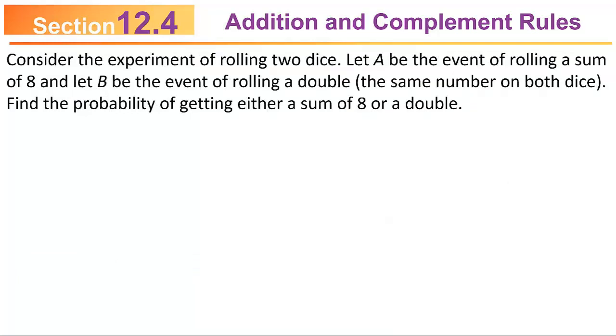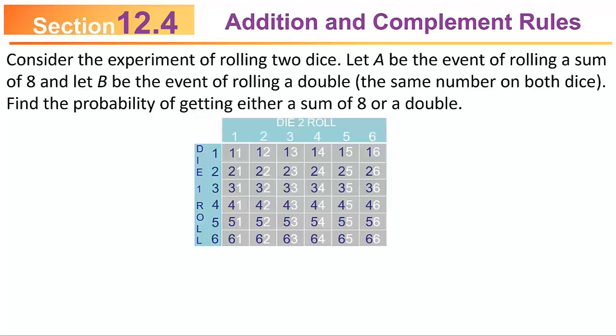Let A be the event of rolling a sum of 8, and let B be the event of rolling a double. A double means you get the same number on both dice, like a 2 and a 2 or a 5 and a 5. Find the probability of getting either a sum of 8 or a double. Again, when you're rolling 2 dice, you think of that as a 2-stage experiment, so you build a table. We've talked about that before.